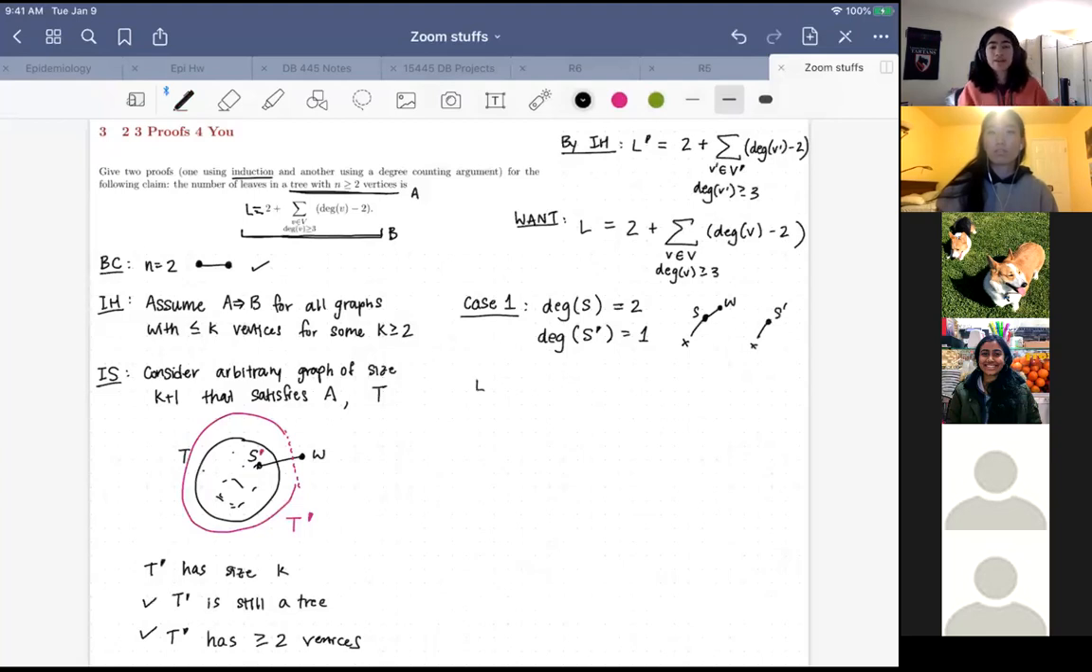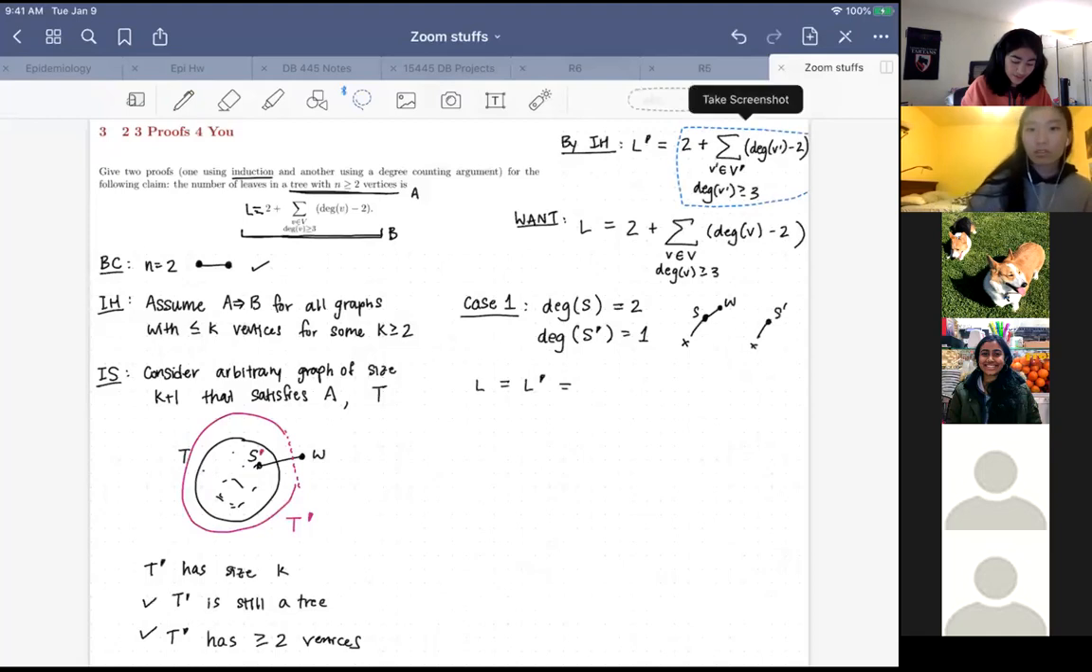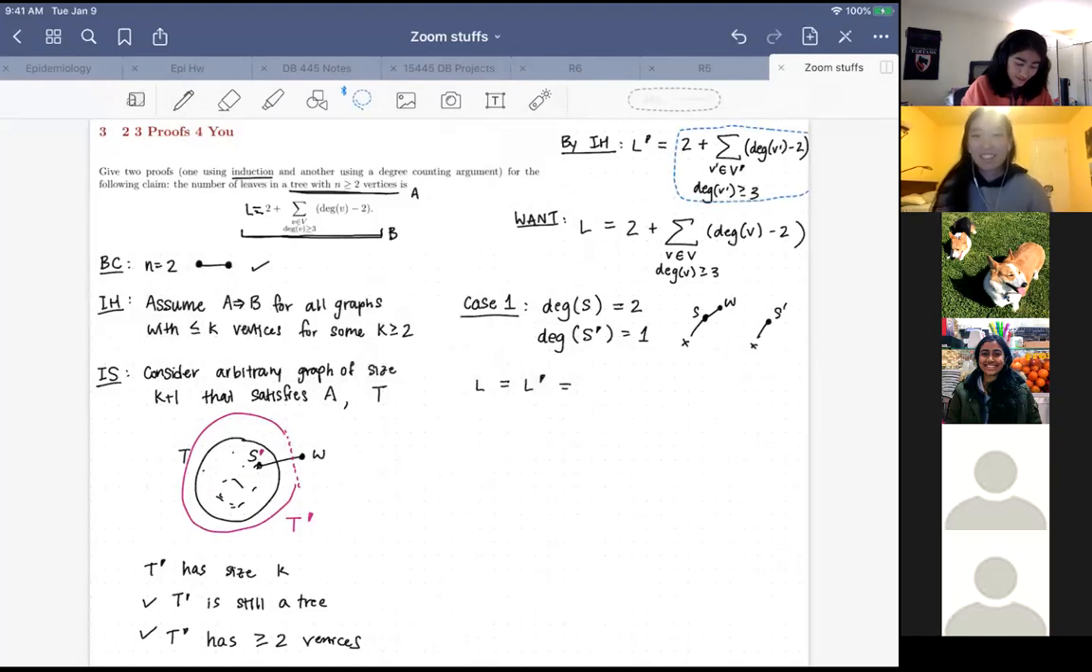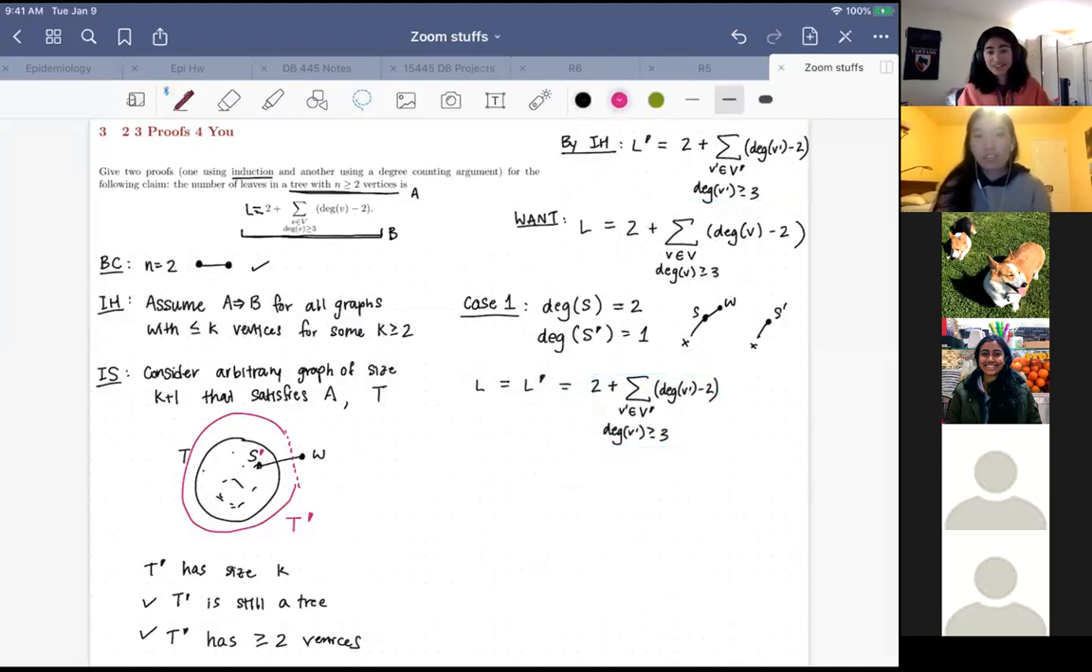In that case, we lost a leaf W, but then we gained a leaf S. So really, the number of leaves in T is equal to the number of leaves L prime. We lost a leaf and we gained a leaf. And by the IH, we know that the number of leaves L prime is this whole summation right here. So we know it's equal to this whole summation right there. This is almost what we want, but what we want is not in V prime, but rather in V. So the question is, can we just get rid of all these primes? Is that a valid thing we can do?